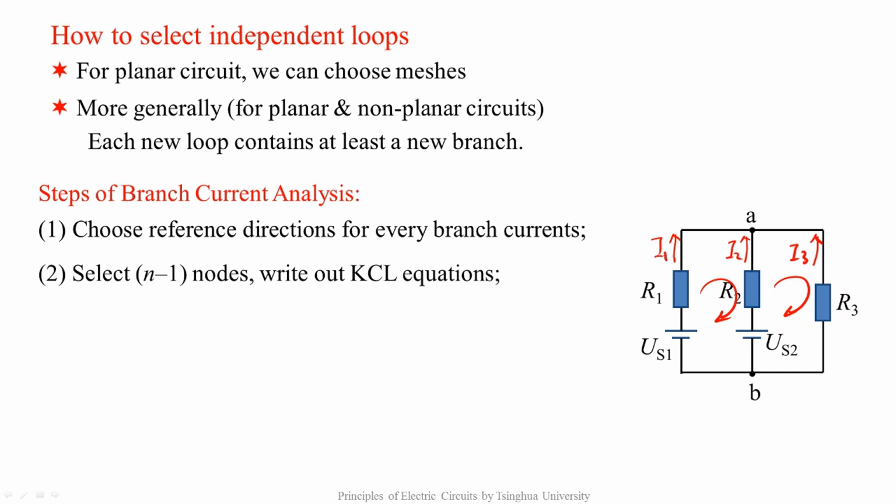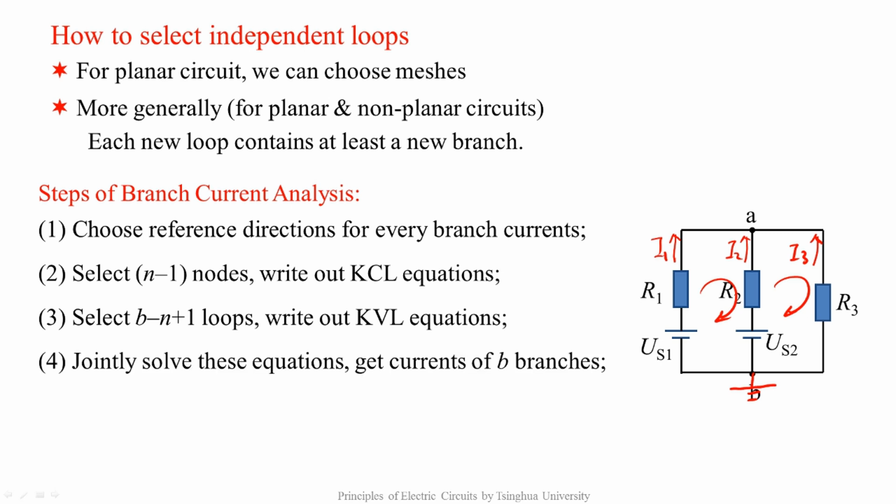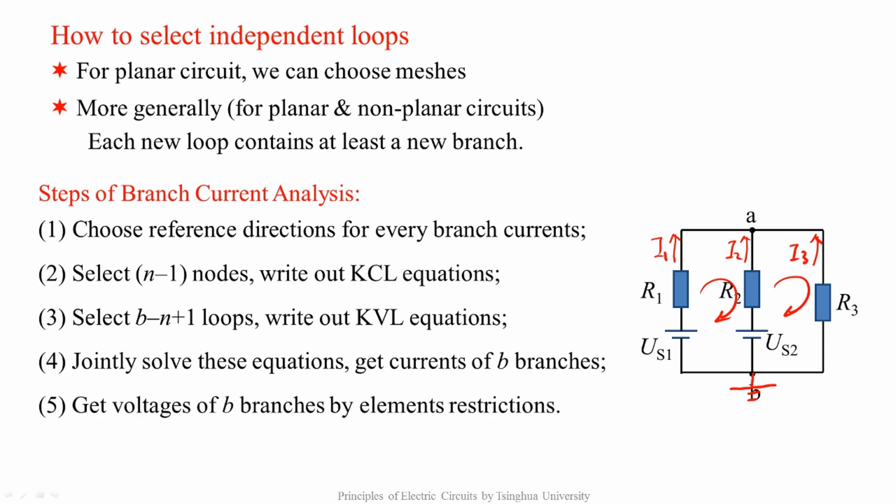Secondly, we should select n-1 independent nodes and write out the KCL equations. For instance, if we choose node B as a reference node, then we only need to write the KCL equation for node A. Thirdly, we select B minus n plus 1 independent loops and write the KVL equations. For a planar circuit, we only need to select its meshes as a set of independent loops and write the KVL equations. The fourth step is jointly solving these equations and getting the currents of the B branches. Finally, according to the branch currents and the element constraints, we can get the voltages of the B branches. Thus, the whole circuit is solved.